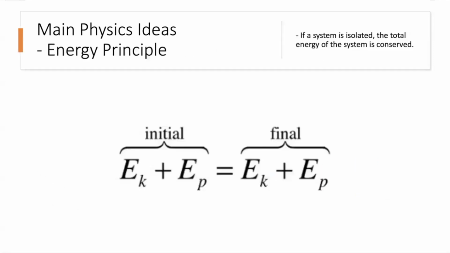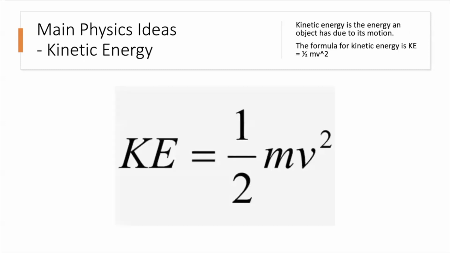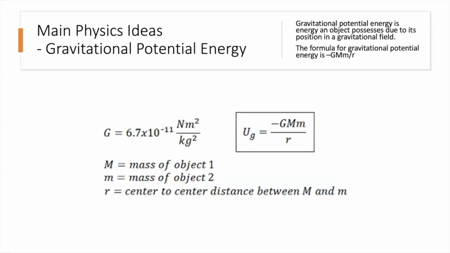The energy principle shows that if a system is isolated, the total energy of a system is conserved. The kinetic energy is an energy an object has due to its motion, and the formula for that is 1/2 mv squared. Gravitational potential energy is an energy that an object possesses due to its position in a gravitational field, and the formula for that is negative GM over r.